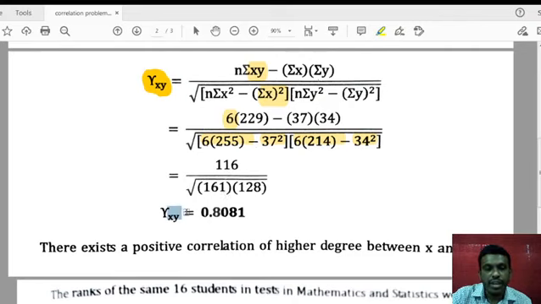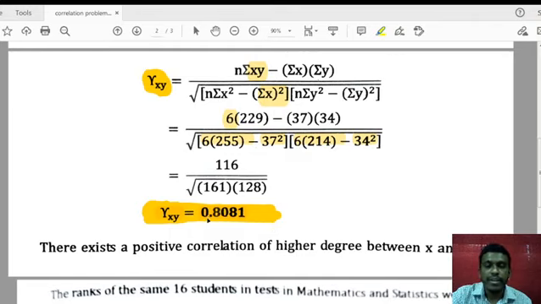The answer that we get if we use the calculator is Rxy, that is, the correlation coefficient between x and y is 0.8081. Now they have asked you to comment. Sometimes they may ask you to comment, or sometimes they may not, but even if they don't ask, it is always better that you comment on the answer. A single line comment is enough for your exam.